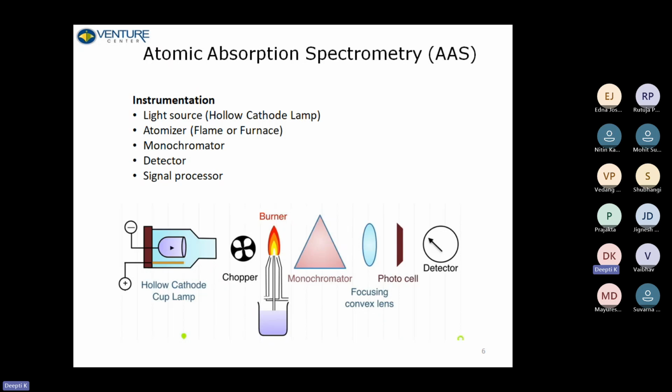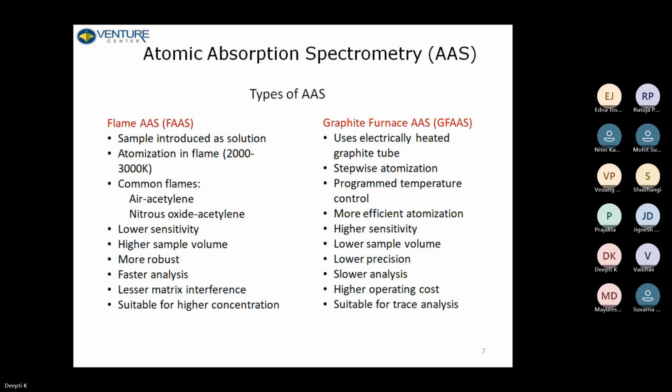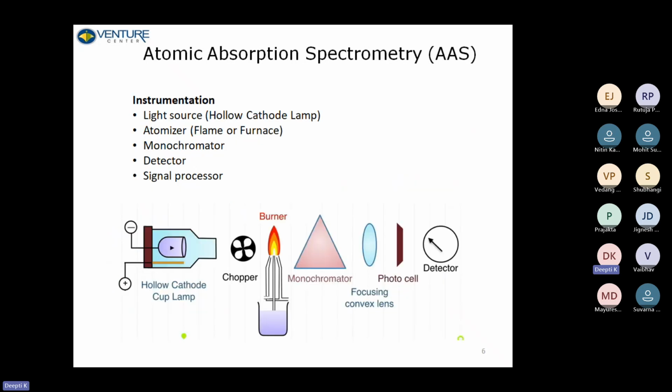Then the next thing is we have a flame or the burner. So the flame can be either an acetylene flame, or there are advances where graphite also has been used. So we'll come to the advantages of using different flame sources, ionization sources in AAS in a couple of minutes.